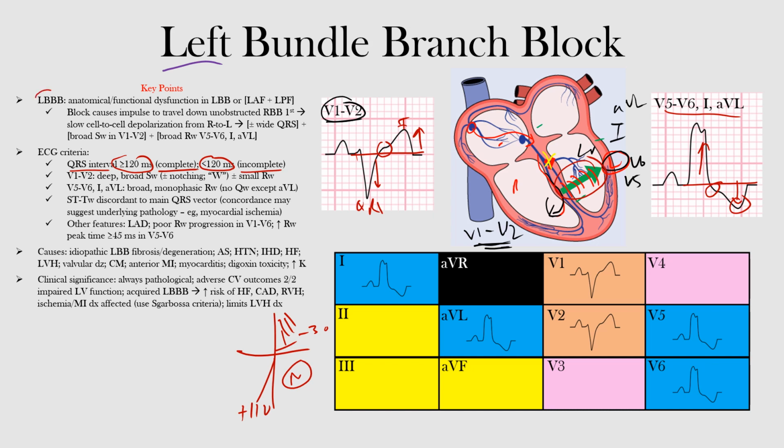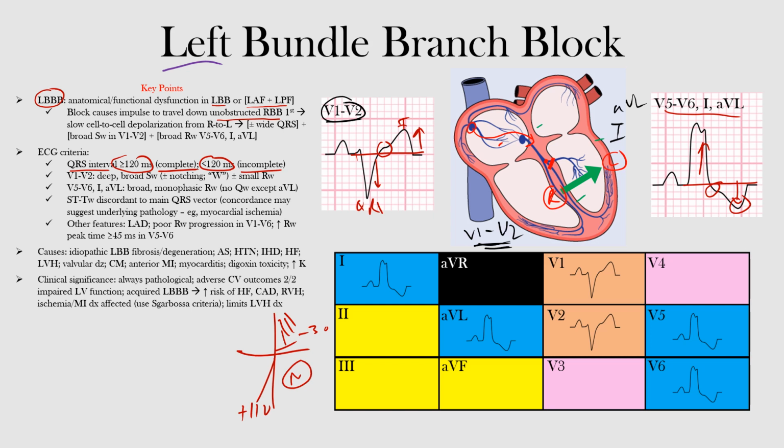So left bundle branch block is an anatomical or functional dysfunction in the left bundle branch or both the left anterior and left posterior fascicles. The block causes the impulse to travel down the unobstructed right bundle branch first, and then we have that slow cell-to-cell depolarization as we head from the right side to the left side of the heart, that later vector. Because of this, we get those wide QRS complexes because of the slow cell-to-cell depolarization, the broad S waves in the right precordial leads, and the broad R waves in the lateral leads.